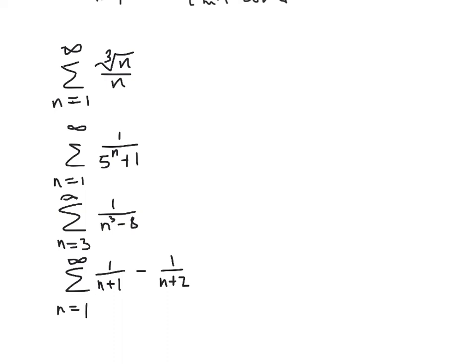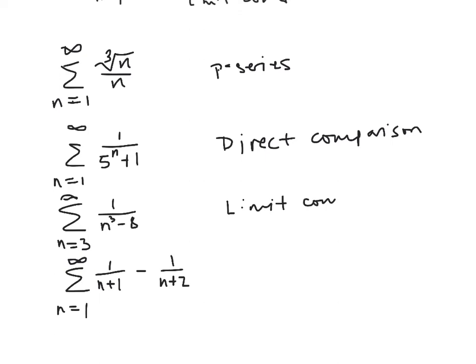Now that you've had that chance, this first one is actually a p-series because you can simplify the fraction right there, and I will let you do that. You can also do a direct comparison if you want, that's fine too. But a p-series or a direct comparison are the way to go. The second one is a direct comparison, and I'll let you figure out what to compare it with. The next one is a limit comparison. And the last one is a telescoping series.